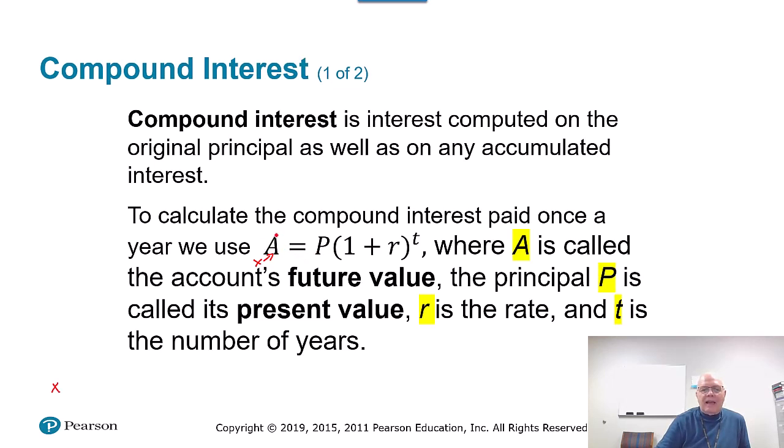This A is the future value. P is the present value, the money you have invested. 1 is just 1. R is the annual rate, and T is the time in years. Make sure that this is the annual rate, and T is in years. If you see something in terms of months, you must convert that to years by dividing by 12.